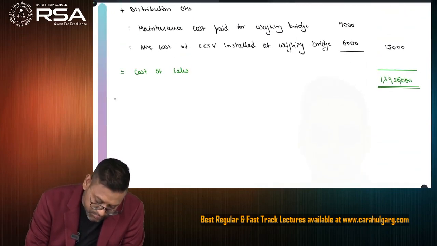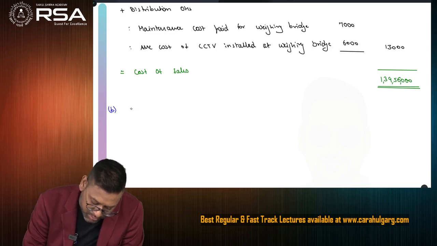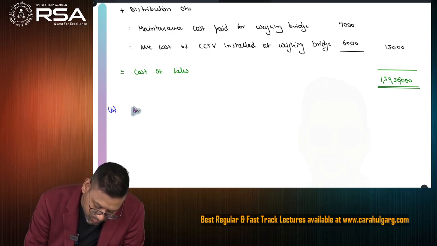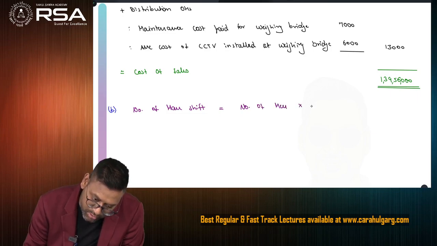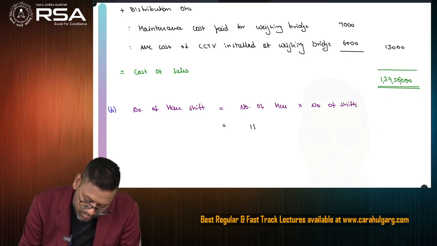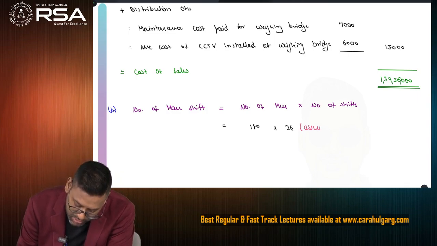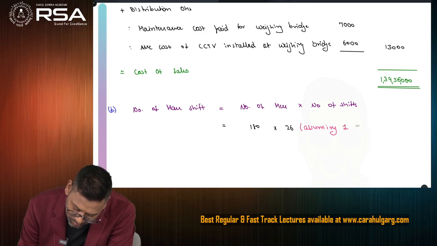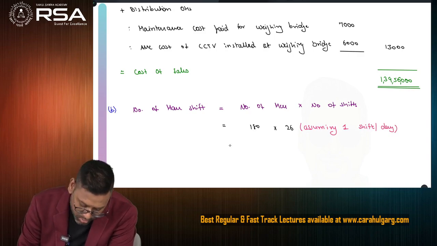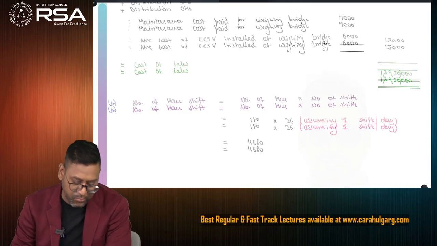So, point B. First of all, we find the number of man shifts. That is the number of men multiplied by the number of shifts: 180 men and 26 shifts. In brackets we write, assuming one shift per day, because the question has not given anything, so we assume there is one shift per day. 180 multiplied by 26 gives us 4680.